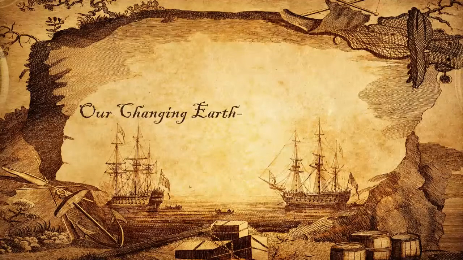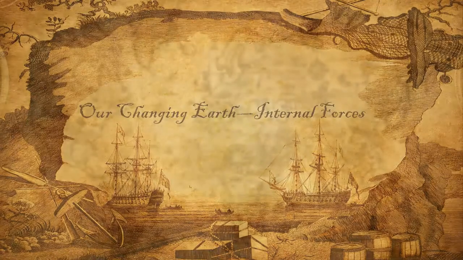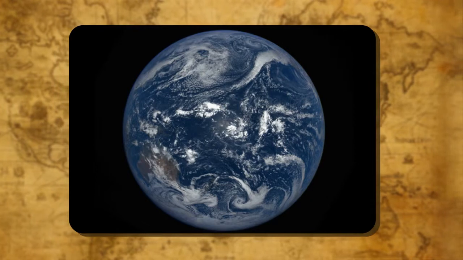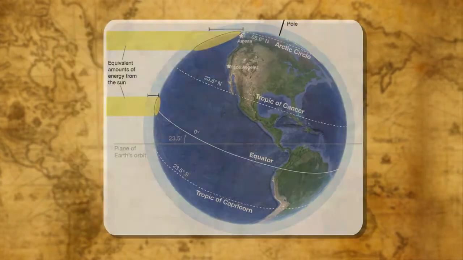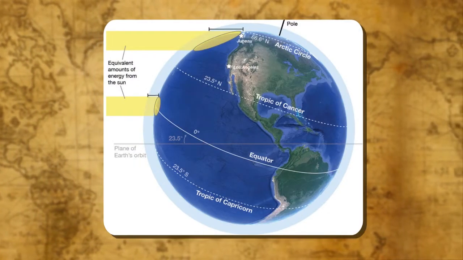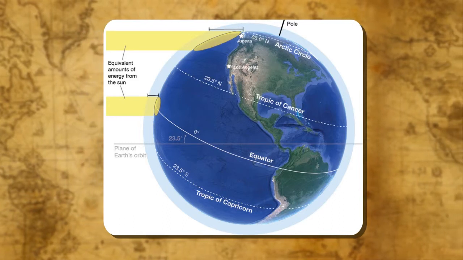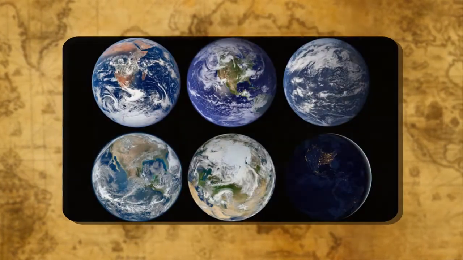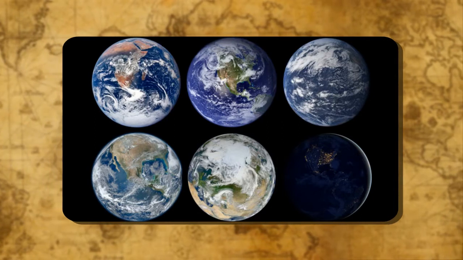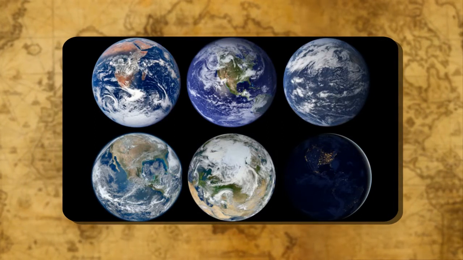Our changing Earth. Internal forces. The Earth's surface is highly uneven and irregular. The surface of the Earth is being shaped and reshaped by external and internal forces. These forces are varied and they affect the face of the Earth differently.